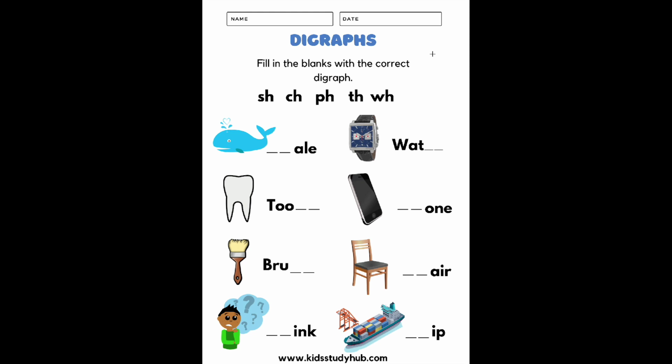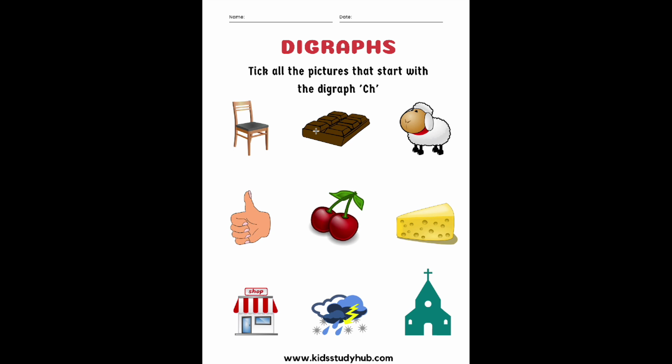This is fill in the blanks with the correct digraph. So this picture is whale. It starts with wh. Watch, ch. Tooth, th. Phone, ph. Brush, sh. Chair, ch. Ship, sh.